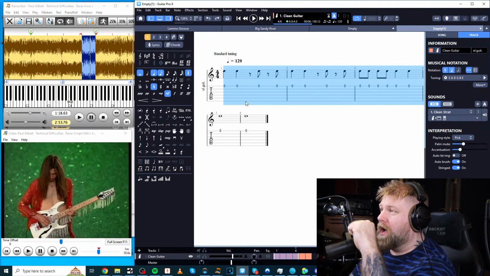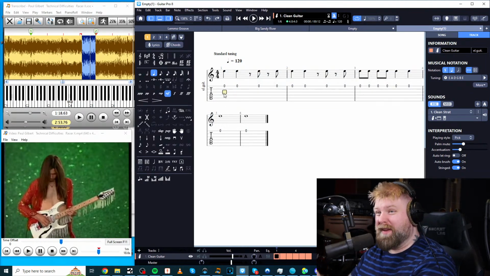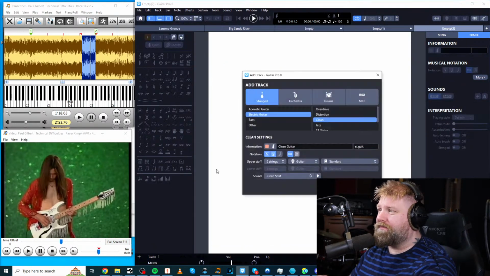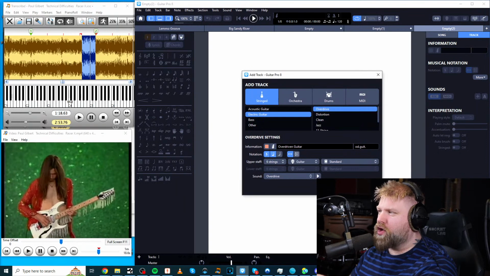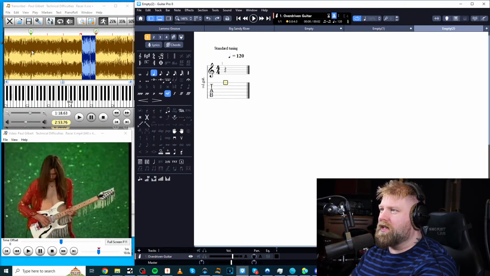Anyway, so those are the basics for understanding how to fix red bars. What I want to do now is jump over to this Paul Gilbert solo, and show you the process in a little bit more depth. So if I listen to this bar.